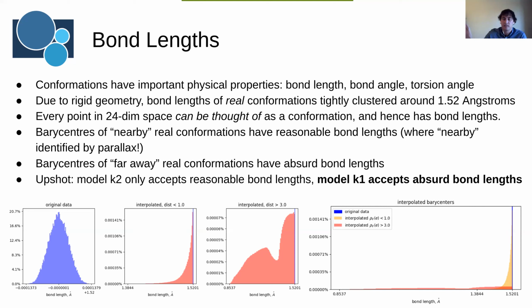You can read the text on the screen, but I'm just going to explain it very quickly. What happens is that for every point in R24, you could think of that as a conformation of cyclooctane.